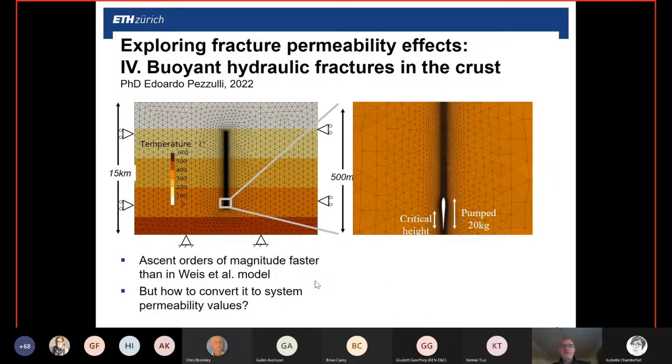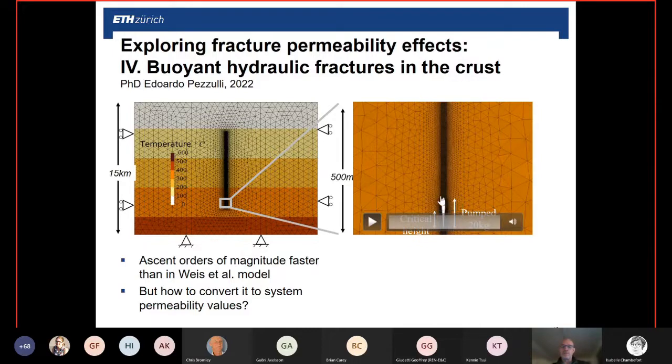So what Eddie implemented is actually hydraulic fracturing. Not the simple version we just saw in James's talk, but Eddie now includes a fracture that has water in it. And the properties of this water respond to temperature and pressure.